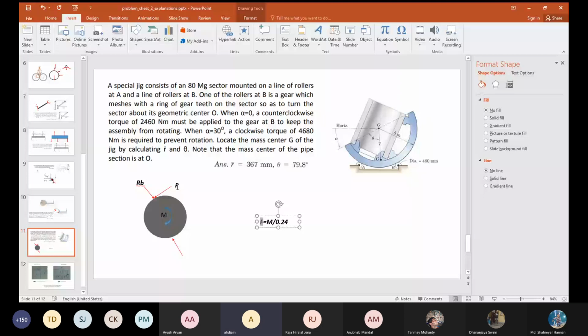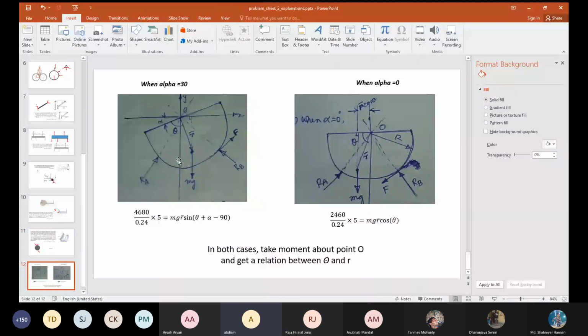Now, let us draw the free body diagram of the jig. It will look something like this. At B, you have F, RB, and you have mg, which is passing through the center of gravity. We want to find out the location of this. Yes, the whole structure is the jig. I'm drawing the outline of the jig. The entire jig looks something like this.